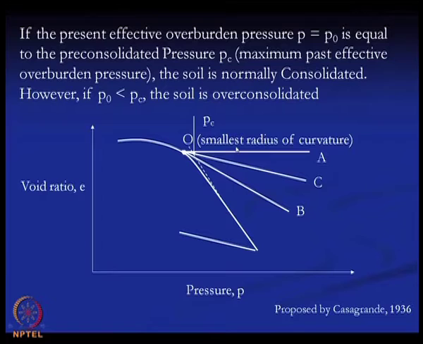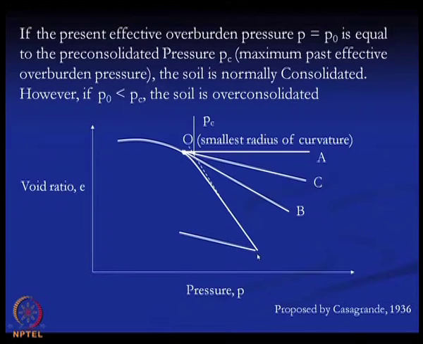So, in that case, that soil is called an over consolidated soil. Now, how will we calculate the over consolidation ratio or the over consolidation stress? That over consolidation stress calculation was proposed by Casagrande in 1936. From this e (void ratio) versus log P graph, we can also determine this over consolidated pressure PC.